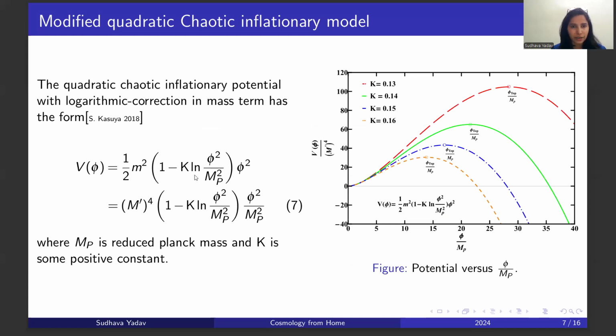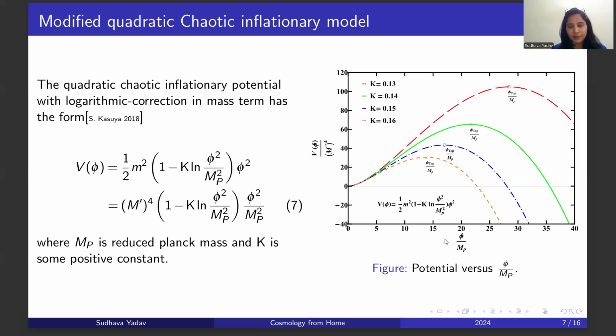That is k ln phi square by mp square, where mp is the reduced Planck mass and k is some positive constant denoting the dominance of coupling of the inflaton to the fermionic fields. On the right-hand side, you can see a plot showing the potential versus phi. First, I will be discussing the field domain within which this inflationary phenomenon occurs for this potential.